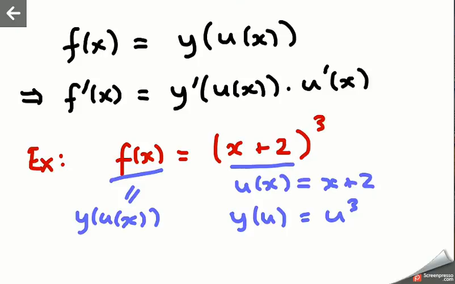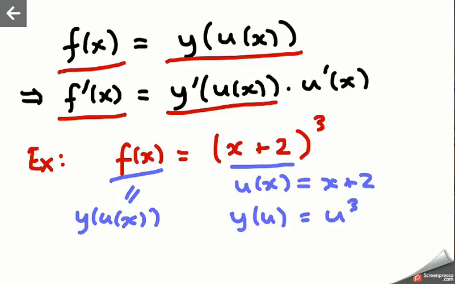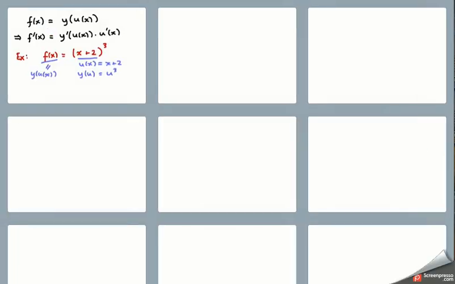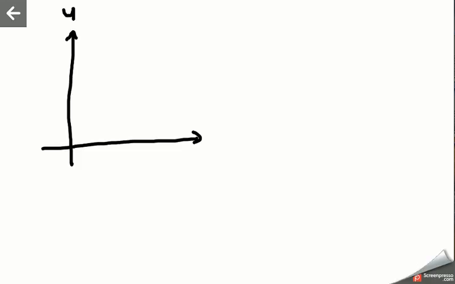So why would it be the case that if you have f of x written as y of u of x, when you differentiate it, you can just multiply the two derivatives of the functions? That seems kind of strange. Let's take a look at why that's the case. To do that, we're going to draw a couple of diagrams here. First one is going to be a function y of the variable u.